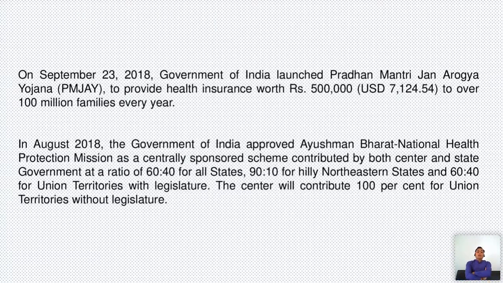And if you talk about September 23rd, 2018, when the Government of India launched the Pradhan Mantri Jan Arogya Yojana, it is basically to provide health insurance worth up to 5 lakh to over 100 million families every year. Because as a healthcare vertical, we should not confine ourselves to the manufacturing and production of pharmaceutical products or the dosage form or the medicines.